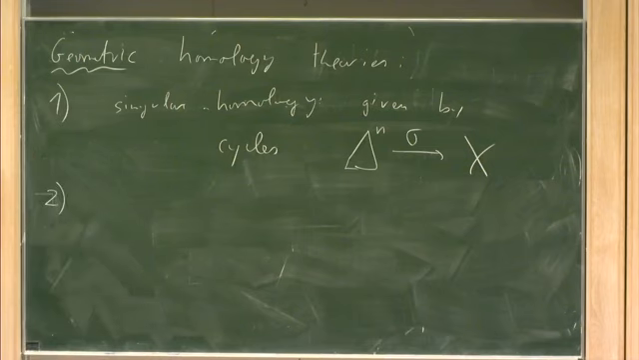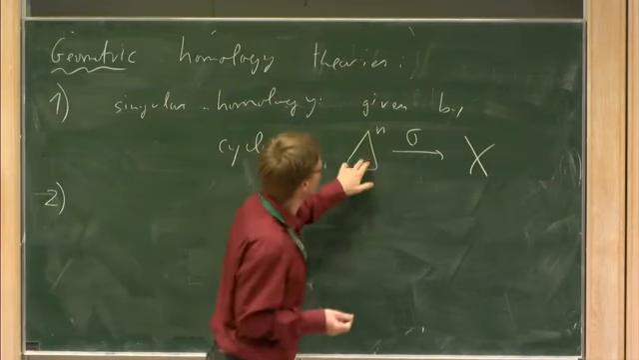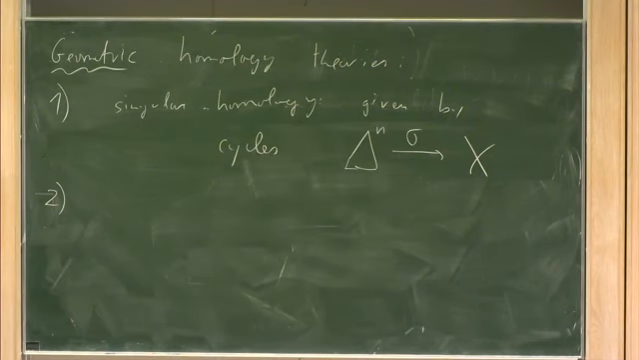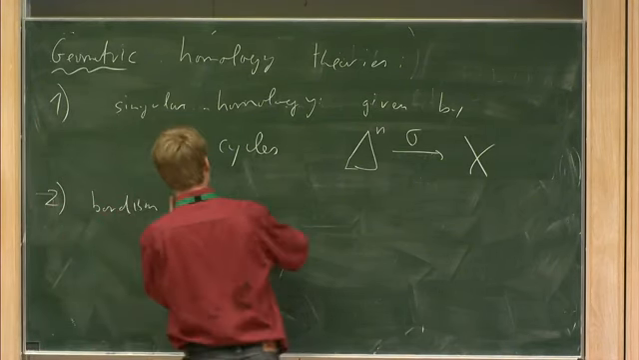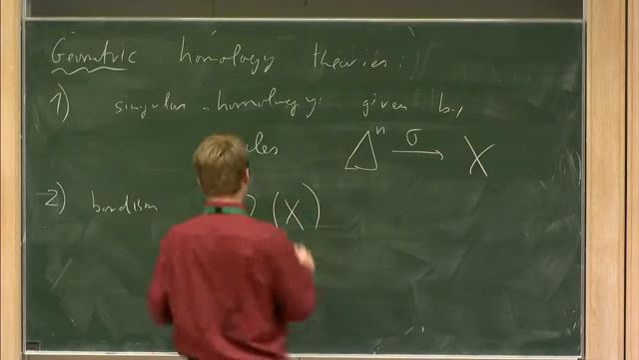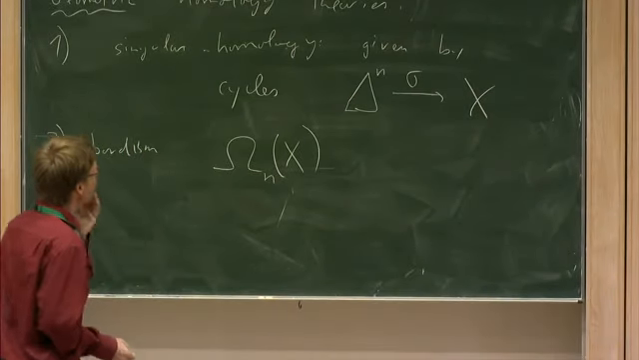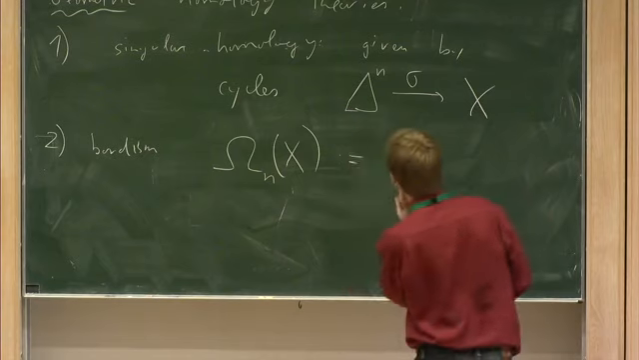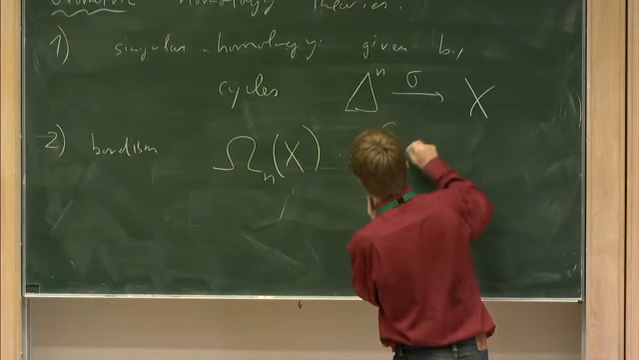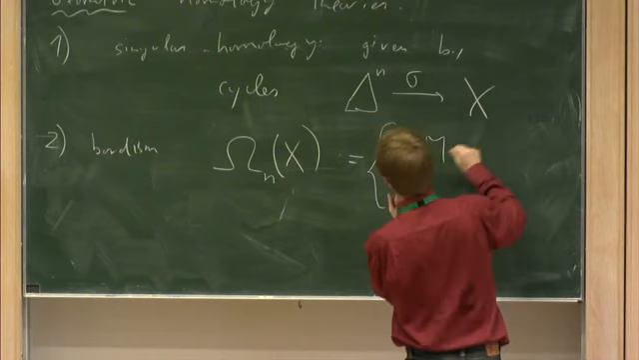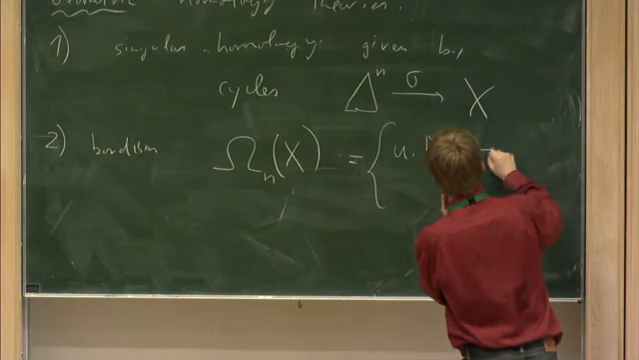A second version of that would be that instead of probing the space with a simplex, we probe it with other nice objects, and the next nice object, maybe even nicer, are manifolds. So let's probe the space with manifolds. That's giving rise to Bordism, Omega_n of X. What is the Bordism group of the space X? Defined to be the set, in quotation marks, of all maps from n-dimensional closed manifolds to X.